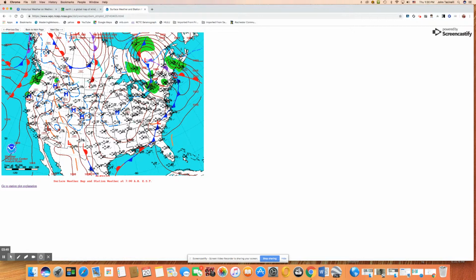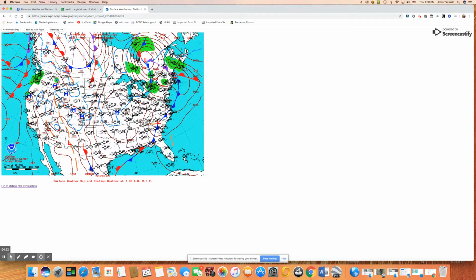And up here, the process of occlusion has started. So the cold front has caught up to the warm front, and it's lifted that warm air completely off the ground. And so this is going to start to cause the low to dissipate a little bit as the warm air is completely lifted off the ground. Eventually, that becomes a stable situation.